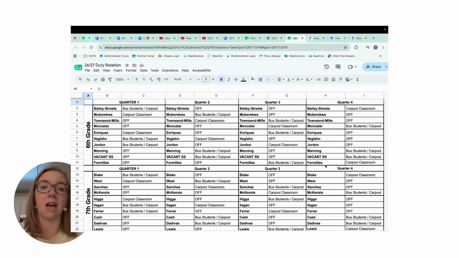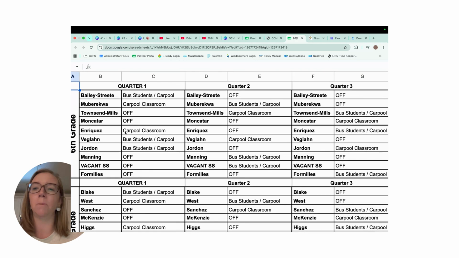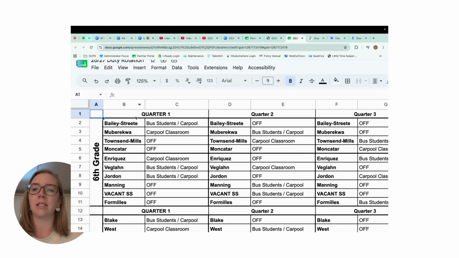So let's look at that. So I'm going to use Miss Bailey Street and her team as an example. And so if you look at 6th grade here at quarter one, Miss Bailey Street is going to line her bus students up and walk them outside and get them on the bus. And once they're on the bus, she is going to remain outside and manage carpool and be trained on how to manage carpool dismissal in the afternoon.